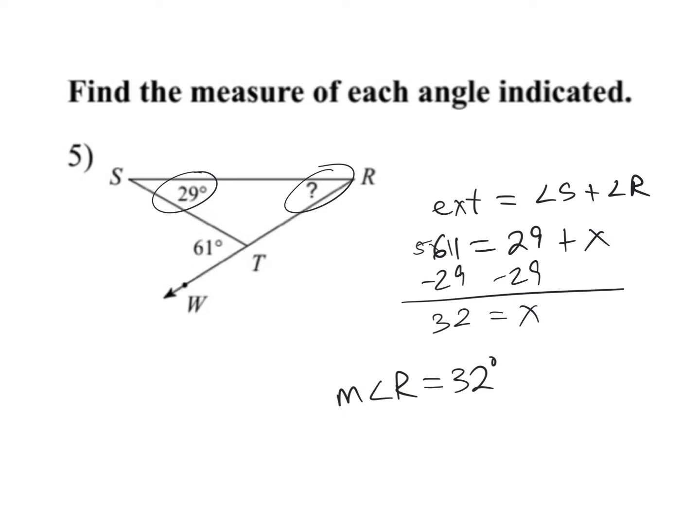Another way to do this, for this problem, it can be done a second way. You have a straight line, that's 180 degrees. So those two are supplementary. So angle STR is 180 minus 61, or 119. And then you could use the triangle sum theorem to figure out angle R. So it doesn't always work like that, especially if they give you a variable. You have to know the exterior angle theorem at some point in time.